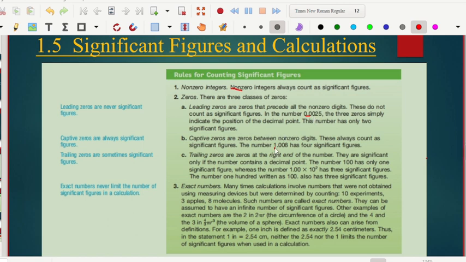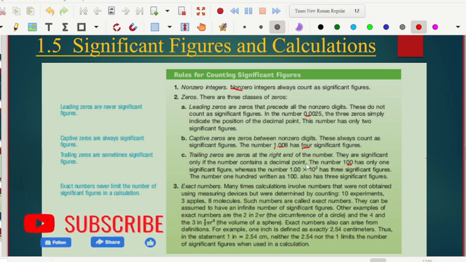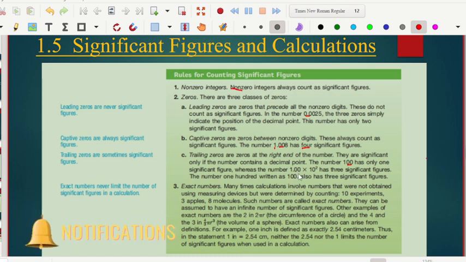Then the other one: if you have a non-zero number, then a decimal point, then zeros, these zeros are significant. This one has how many significant figures? 4. Then when it comes to a number which doesn't have a decimal point, like 100, these zeros are not significant. Or 1000, so long as there isn't a decimal point, these zeros are not significant. But it changes when you have a number and a decimal point, then zeros follow. Then these are how many?